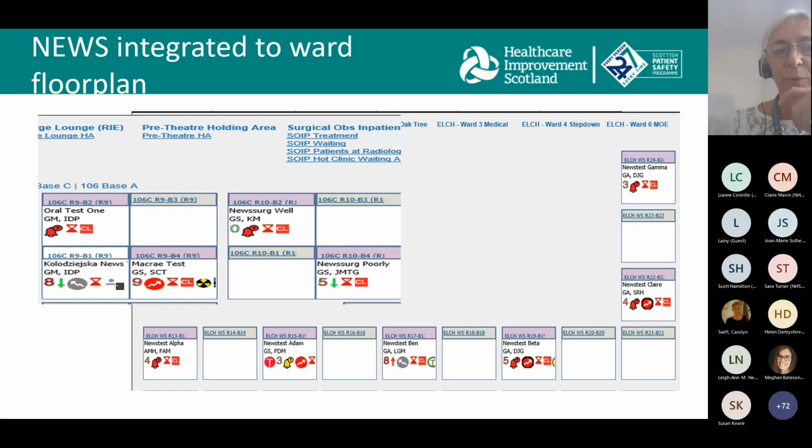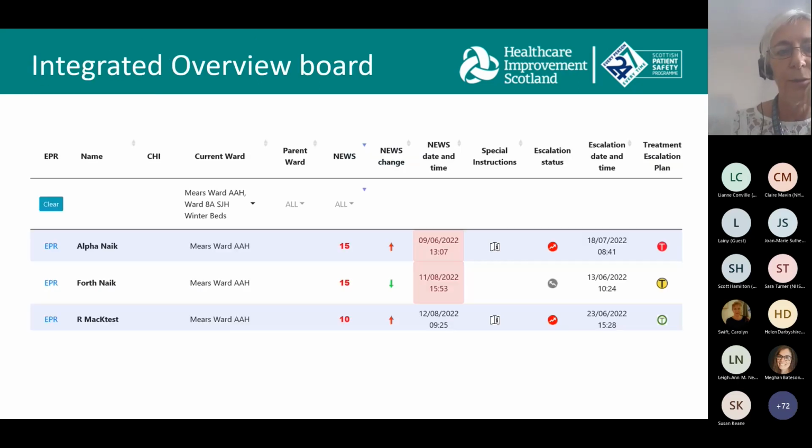So from a floor plan perspective, it gives us an ability to see what is happening. And you can see in some of these, we've also got the TEP, the treatment escalation plan icon, available on the floor plan. So at ward level, that allows staff to have a really clear oversight of what is happening with all the patients on the ward.